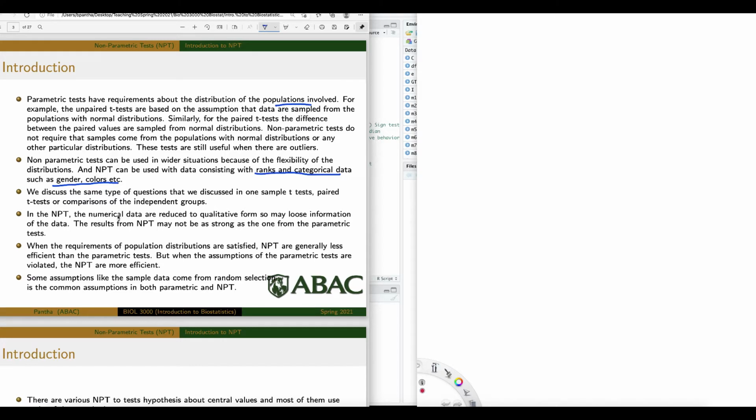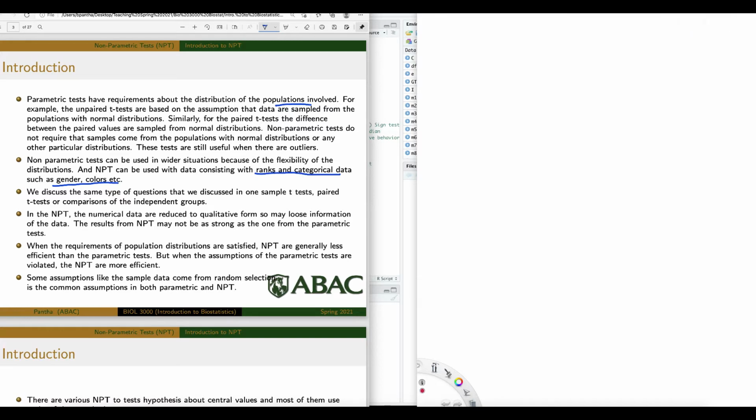We discussed the same type of question before. For example, the average of the population or the median of the population is equal to some number, versus less than, greater than, or not equal to. All those two means are equal, meaning the two central values are equal. That was in the parametric test, but in the non-parametric test we will deal with the medians. The medians of the two populations are equal or non-equal or greater or less, and so on.